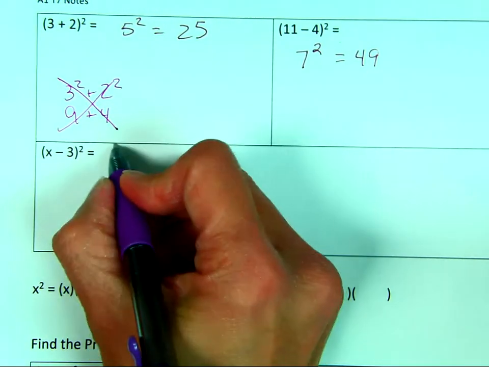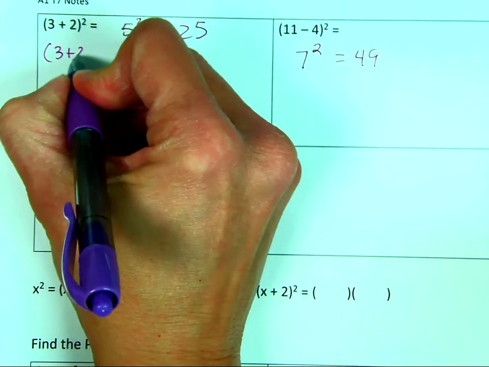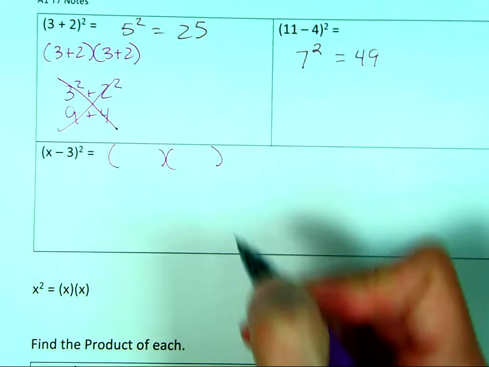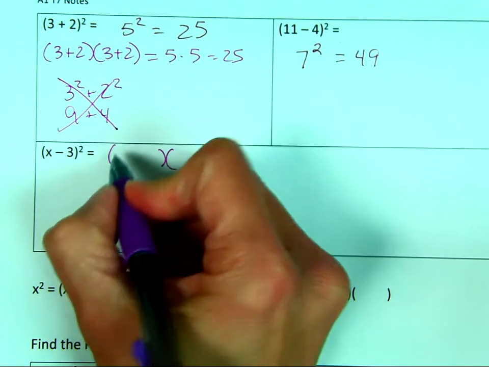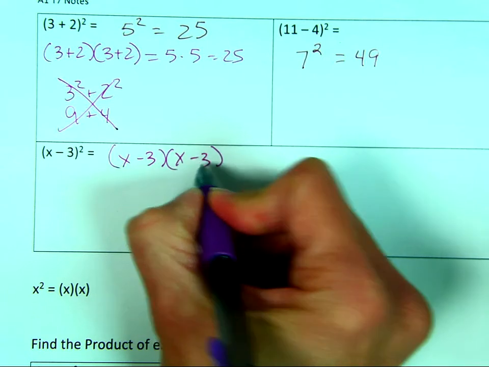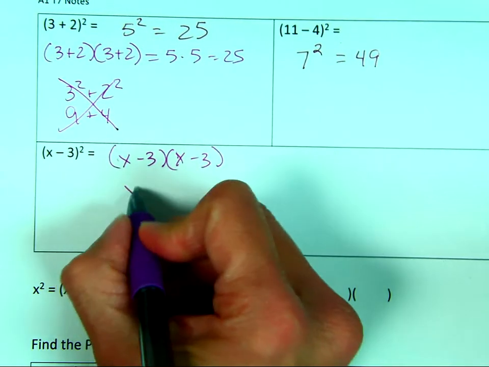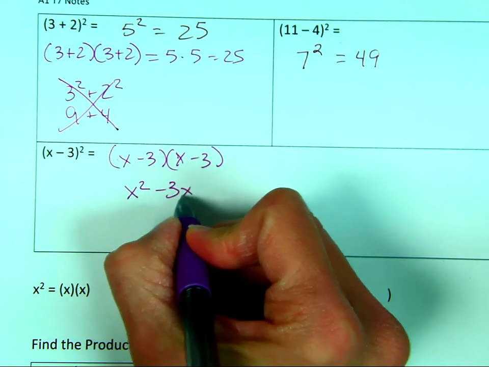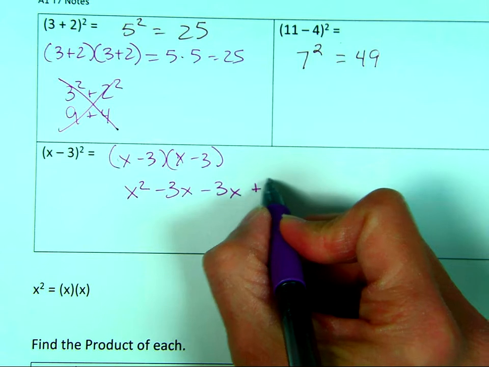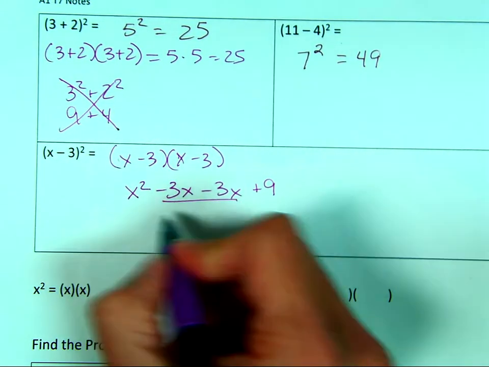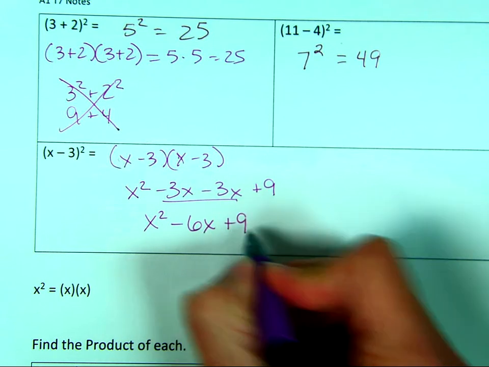So we always have to remember what squared means. Just like up here, squared means 3 plus 2 times 3 plus 2. That's 5 times 5, which is 25. So here, it means (x - 3) times (x - 3). Well, then that's a different way to do that, right? Then I use my FOIL. x times x is x squared. I get a negative 3x and another negative 3x. And then negative 3 times negative 3 is a positive 9. Like terms, so I get x squared. These do not cancel out because they're both minus, so I get that.